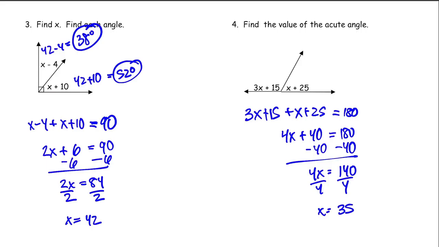Now the directions here are a little bit more specific. It says find the value of the acute angle. Well, that one's obtuse. This one is acute. So that's the one I need to find the value of. Well, if x is 35, that's simply going to be 35 plus 25, and that's going to give me 60.